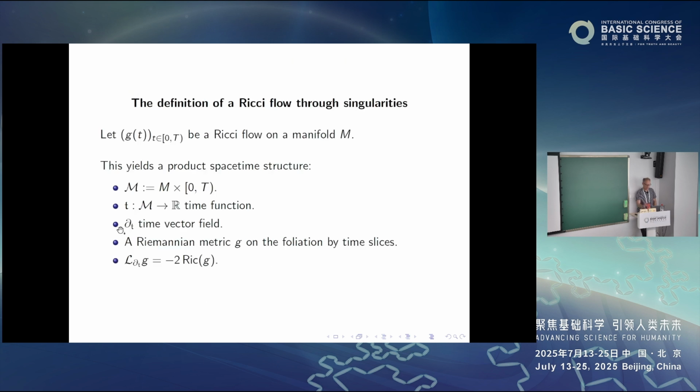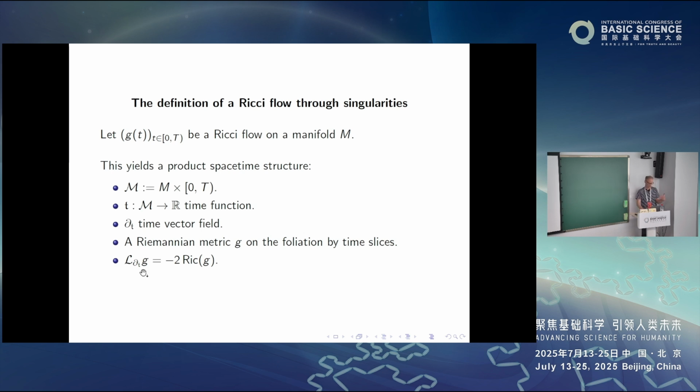And then you have a time vector field, which corresponds to the coordinate vector field on the interval factor. And then, every time t, you can take the metric g_t and put that on the slice M cross the singleton t. In other words, you get a Riemannian metric on the foliation defined by the time slices of this function. And then that Riemannian metric will satisfy the Ricci flow equation in the sense that its Lie derivative with respect to this time vector field will be equal to minus twice Ricci.